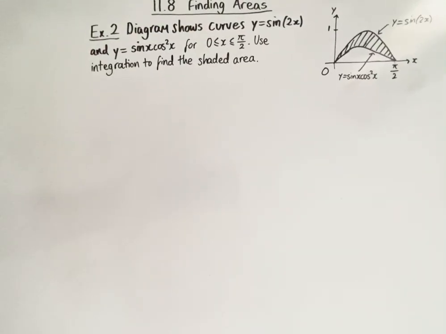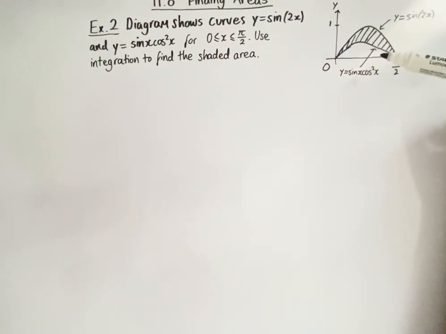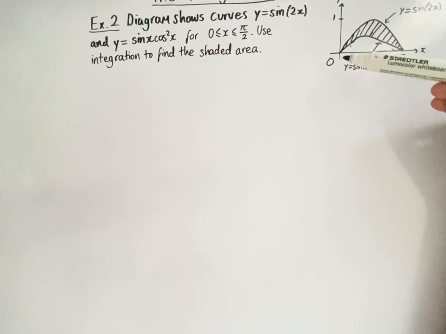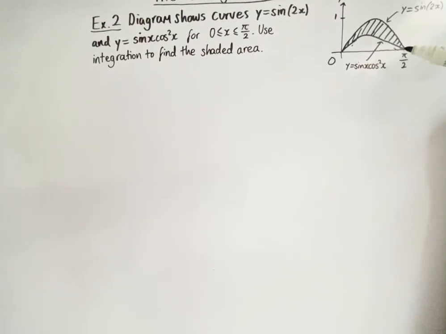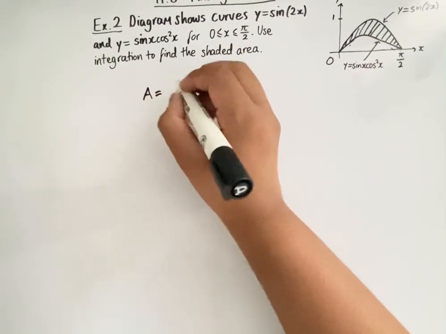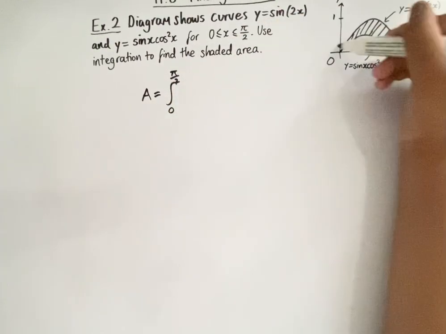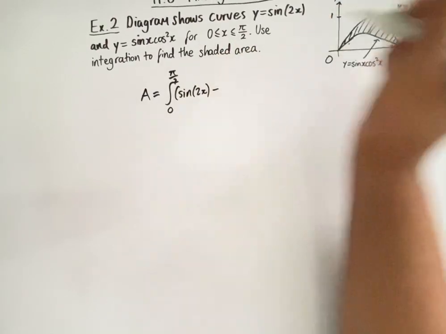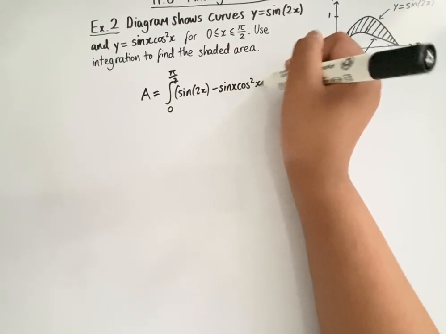Let's do another example. The diagram shows the curves y is equal to sine of 2x and y is equal to sine x multiplied by cos squared of x, for 0 less than or equal to x, which is less than or equal to pi over 2. Use integration to find the shaded area. Using the rule we just learnt, the area will be equal to the integral from pi over 2 to 0 of the top function, sine of 2x, minus the bottom function, sine x multiplied by cos squared x with respect to x.